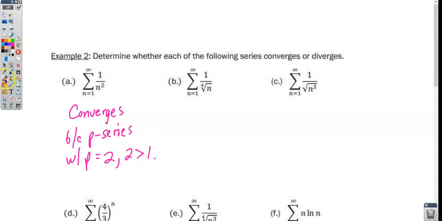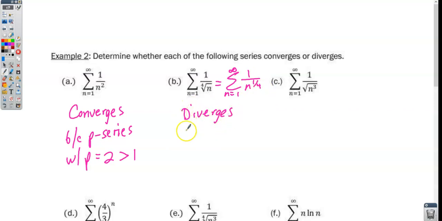Okay, a lot of times if I'm explaining this, I'll just write this like this, with p equals 2, which is greater than 1. All right, this next series, is it a P-series? Yes, it is a P-series. The sum from 1 to infinity of 1 over the 4th root of n could be rewritten as the sum from 1 to infinity of 1 over n to the 1/4 power. This one diverges because it's a P-series with p equals 1/4, and 1/4 is in between 0 and 1, so it diverges.